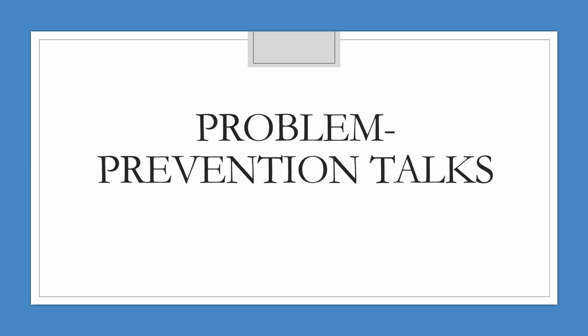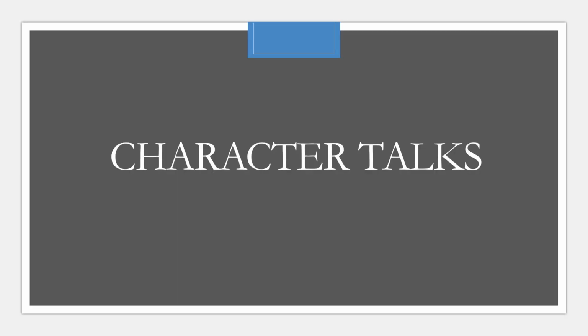And then we could have problem prevention talks. And so I introduced this type of meeting in lesson 3 as a method of anticipating and preventing problems before they happen. We could also have character talks. This is in lesson 4. These are discussions aimed at building positive character traits and values in your children.